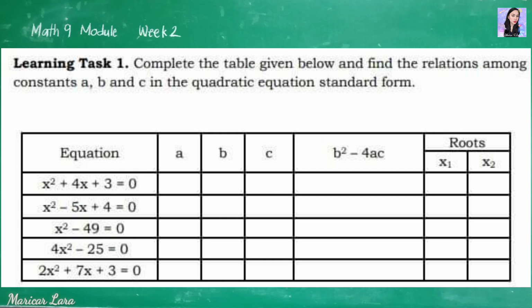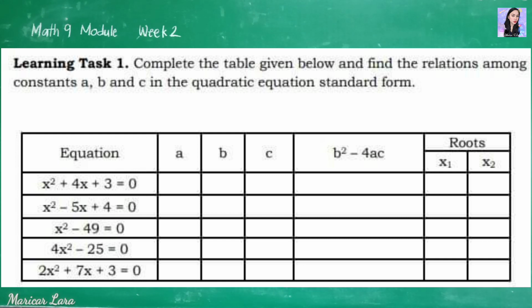So, ang gagawin lang dito, kukunin yung A, B, and C, and then yung B squared minus 4AC at saka yung roots. So, dun sa roots na x sub 1 and x sub 2, yan po yung kinuha natin nung sa week 1 din po. So, itong learning task number 1 natin ay parang recall lang doon sa ating week 1.